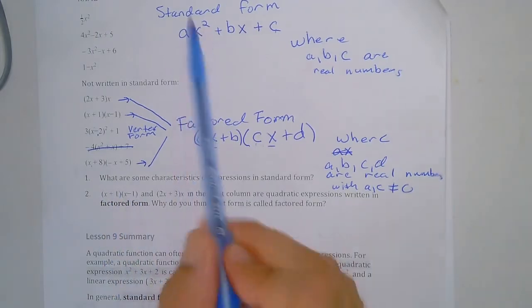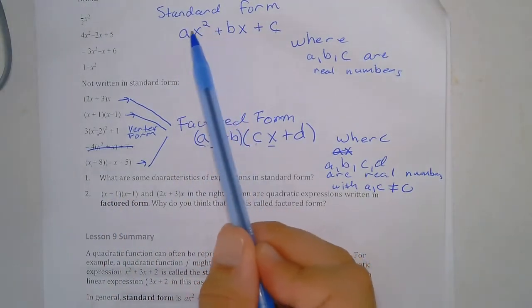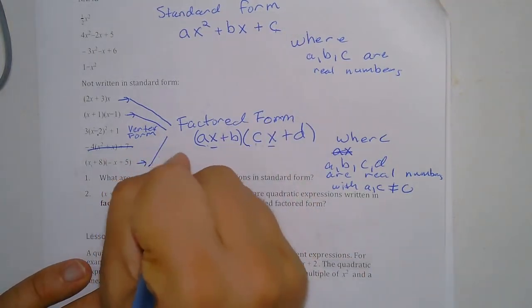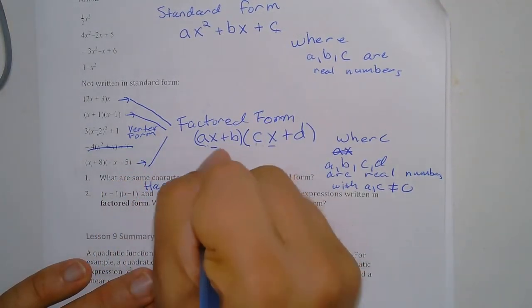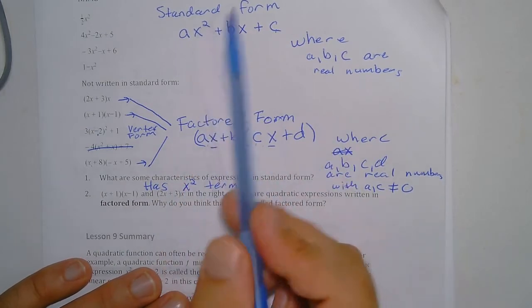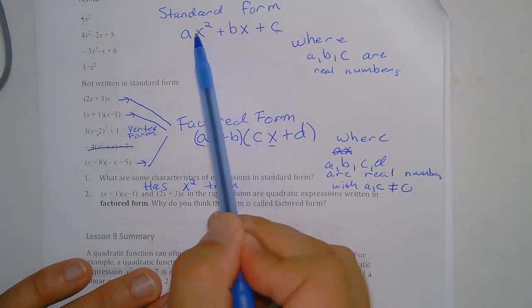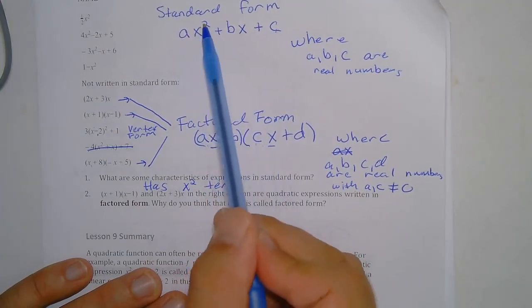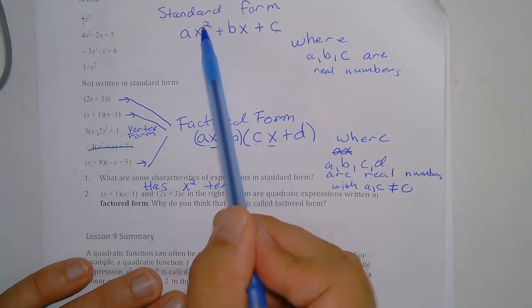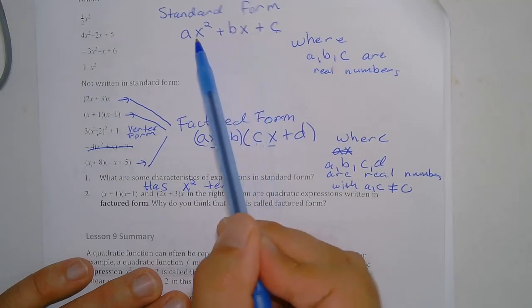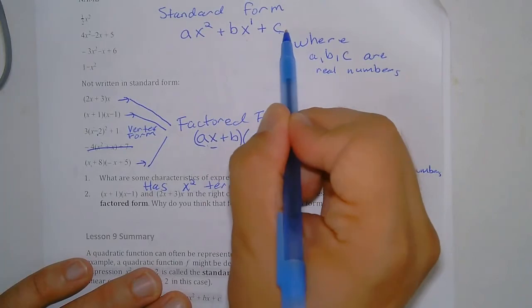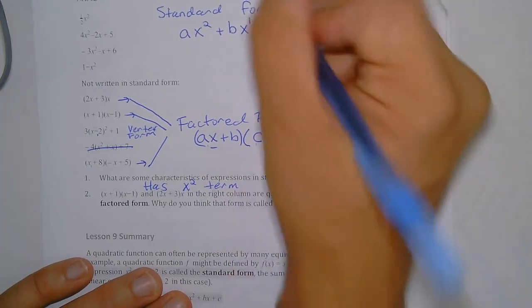So here we talked about standard form. Some characteristics are you have the x squared term. So you can recognize standard form if it looks like this. You have x squared, then x, and then plus c. Typically, mathematicians will order them with exponents from the highest power to the lowest power, because this is x to the second power. This is x to the first power. This is really x to the 0 power, but you don't see it.